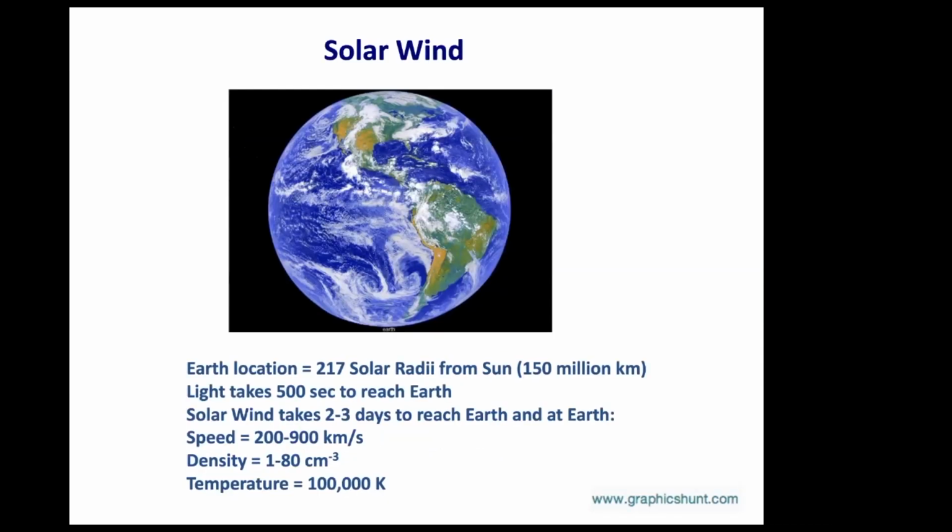I hope all of you recognize this planet, but we want to go over some numbers in connection with going from the sun to the Earth. Earth is located at 150 million kilometers from the sun. Light takes about 500 seconds to reach Earth from the sun. The solar wind takes 2 to 3 days to reach Earth. And at Earth, the solar wind speed varies from approximately 200 to 900 kilometers per second, depending on conditions. The density of the solar wind at Earth varies from approximately 1 to 80 per cubic centimeter, and the temperature of the solar wind at Earth is 100,000 Kelvin in general.